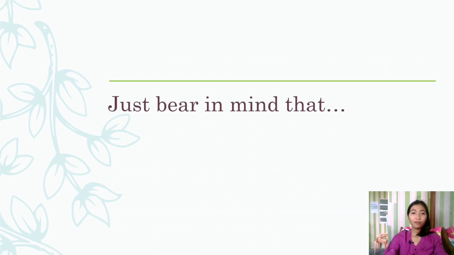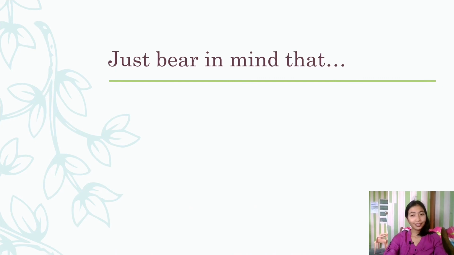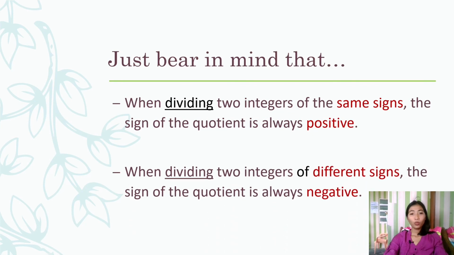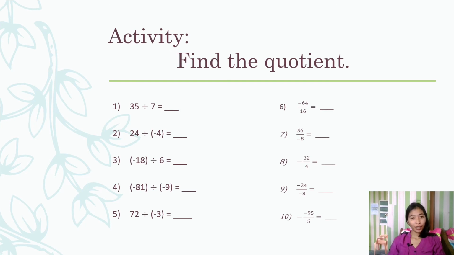You just have to bear in mind that when dividing two integers of the same signs, the sign of the quotient is always positive. But when you are dividing two integers of different signs, the sign of the quotient is always negative. So you must have recalled already how to divide integers.